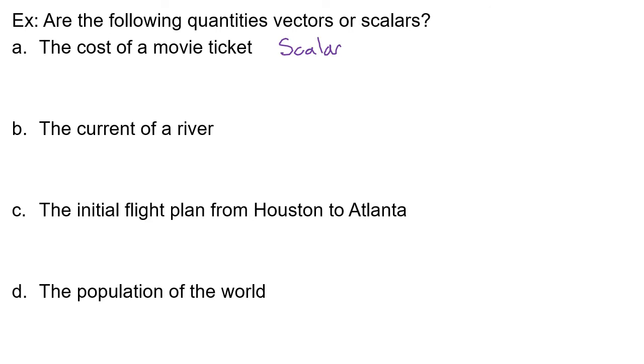It's just a number. Whereas the river flowing, a current of a river, that could be represented by a vector, because you would have the magnitude, the speed of the current flowing, and the direction that it's going. So you need a vector to show that. A flight from Houston to Atlanta could also be a vector. You need the direction going from Houston to Atlanta, and you might need the speed for the flight itself. Whereas the world population, that's just going to be a scalar. It's just a number, however many people are in the world. So you do have to recognize the difference between what would be a scalar versus what would be a vector.